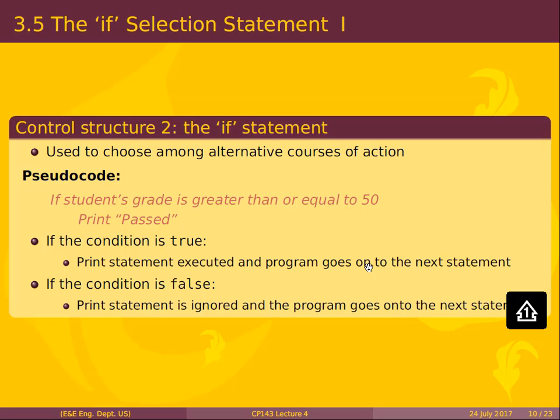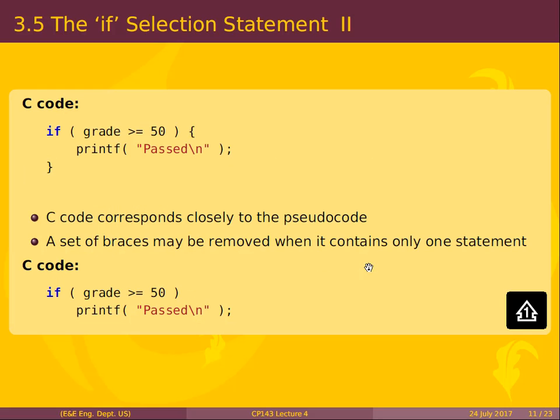Okay. Now, the if statement. If statements, you guys should have also been using up to now, basically allow us to choose among alternative courses of action. So, if a student's grade is greater than or equal to 50, you need to print the word pass. If this condition is true, then we need to print the statement and go on to the next statement. But if the condition is false, this print statement should be ignored. So in C code, this looks as follows. We've got if grade is greater or equal to 50, then we print it.